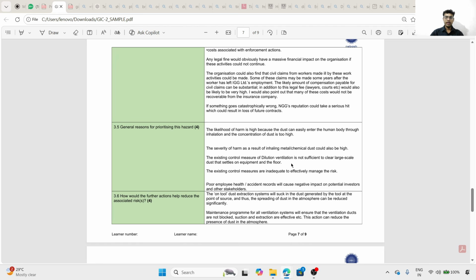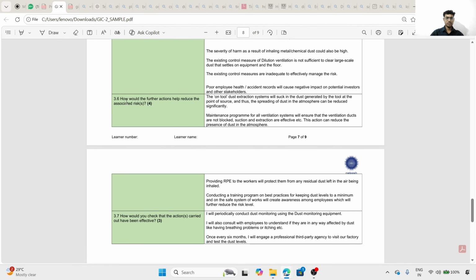There is the existing control of dilution ventilation, but it is not sufficient. It cannot clear the large-scale dust that settles in the equipment and everything. The existing control measures are inadequate to effectively manage the risk, which means the existing controls for the particular dust are not that efficient. Then poor employee health and accident records will cause a negative impact on potential investors and other stakeholders, so that shall affect the company generally. That is also mentioned here. So we should state the general reasons for prioritizing the hazard. Here it is completely your opinion that you are putting forward after finding the data.